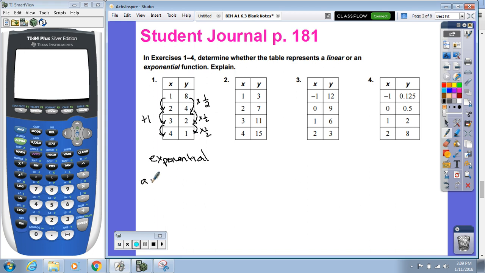So we're going to say as x increases by 1, and then you're going to say y is multiplied by 1/2.